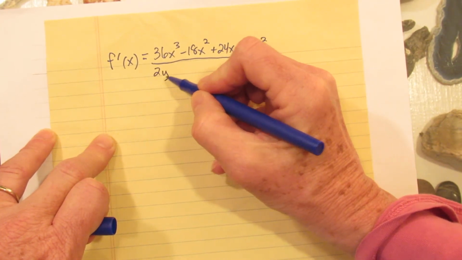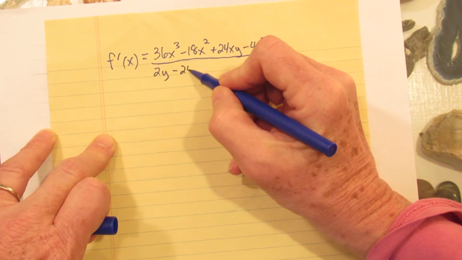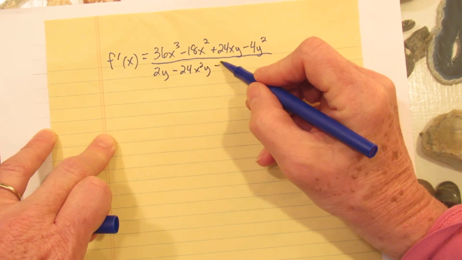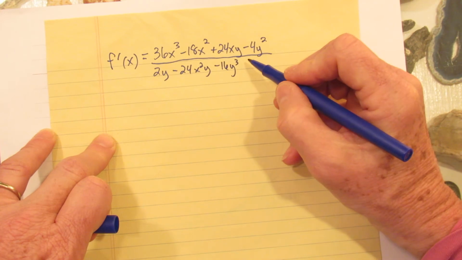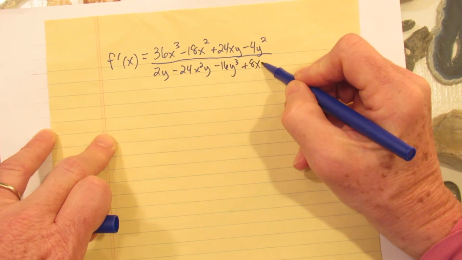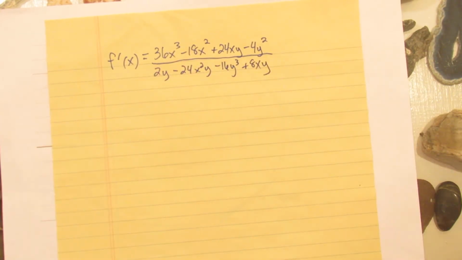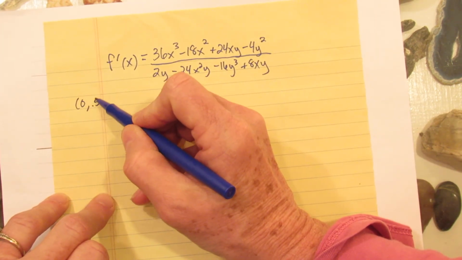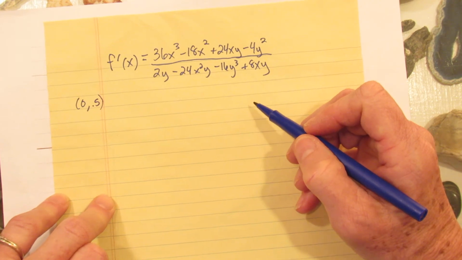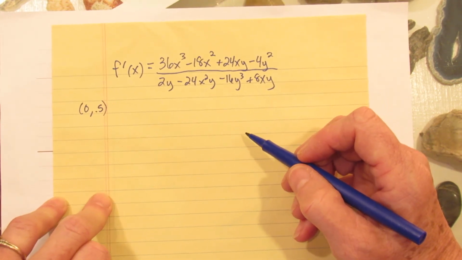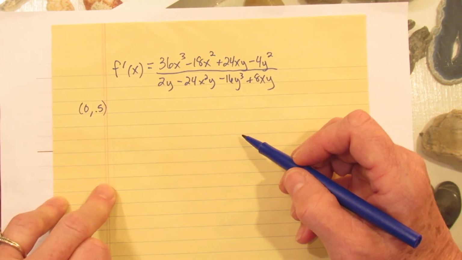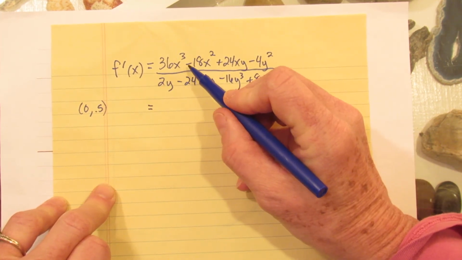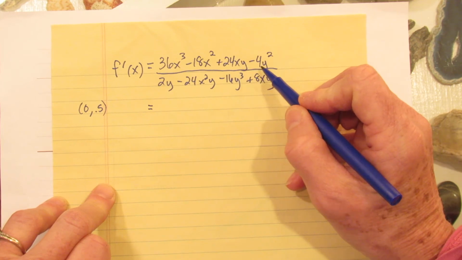And the denominator was 2y minus 24x squared y minus 16y cubed plus 8xy. And we have the points, so the first point was 0.5, and the formula will give us the slope at that point as long as we plug in the coordinates of the point. This is a nice easy one to plug in, because the 0 for x is going to make every one of these terms 0 except for that one.